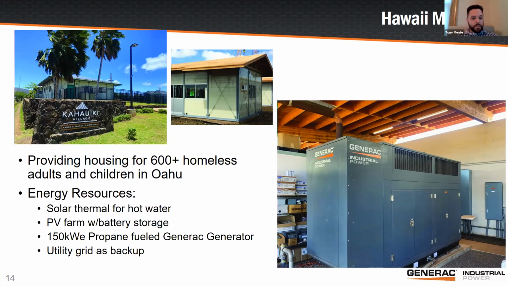There's hot water provided by the solar thermal system. There are solar panels with battery storage. And then we have a 150 kilowatt propane generator there as support to the renewables. This one actually has the utility grid as backup to the backup. So, belt and suspenders, to make sure these communities aren't impacted in any way by power outages. The renewables are the priority, and the generator is there to provide resilience, so in case of storms or something happening to the solar, the generator is there to support the load.